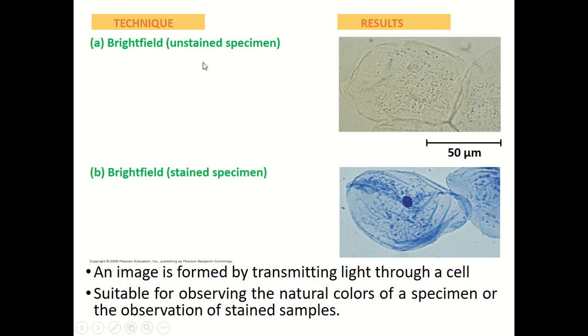The first one is the bright field technique. We have unstained and also stained specimens here. So an image is formed by transmitting light through a cell, and this technique is very suitable for observing the natural color of a specimen or the observation of stained samples.